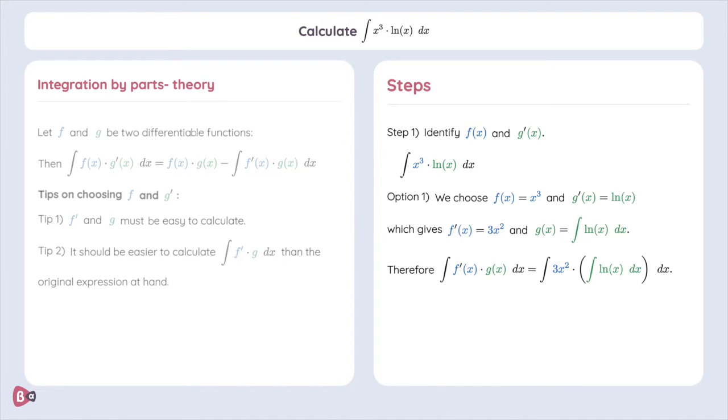Now we see that f prime is easy to calculate, but g is rather difficult to calculate since we're calculating the integral of ln of x. Similarly, the integral of f prime of x times g of x is also difficult to calculate. So keeping the two tips in mind, we see that option 1 is not the better option. So we move on to option 2.